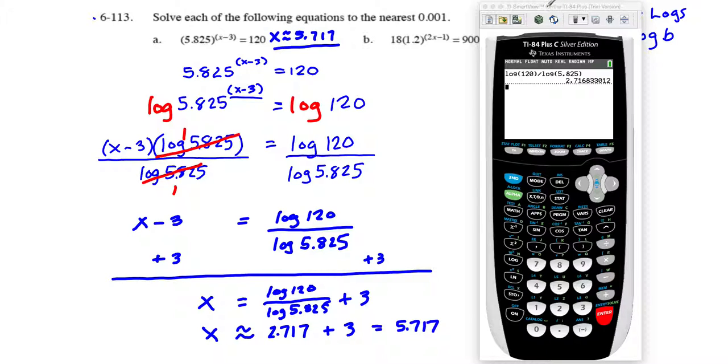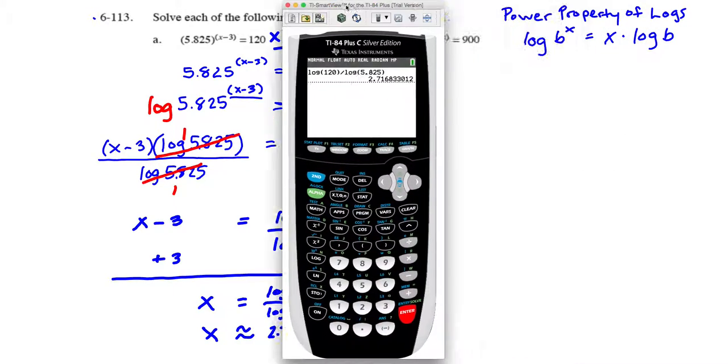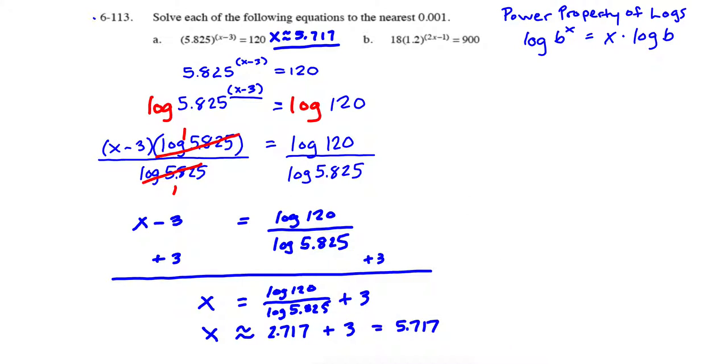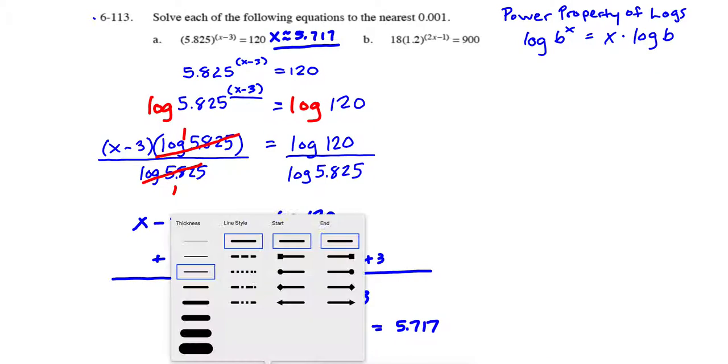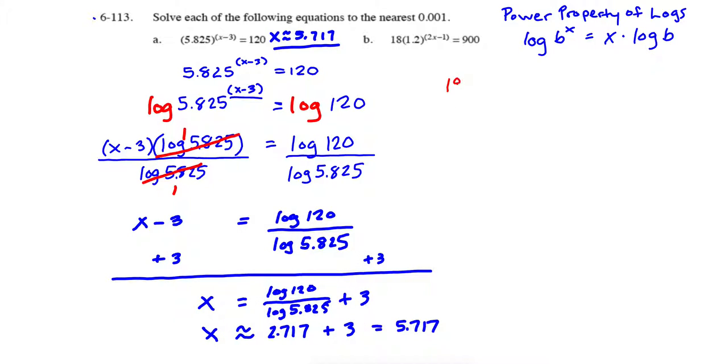So let's go ahead and jump over to problem B. Put the calculator away for a moment here. We've got 18 times 1.2 raised to the power of 2x minus 1 equals 900. So as we look at this one, I'm going to recopy it here. Let's do this one in red so it stands out a little bit. We've got 18 times 1.2 raised to the power of 2x minus 1 equals 900.